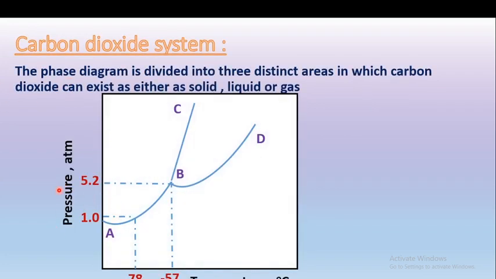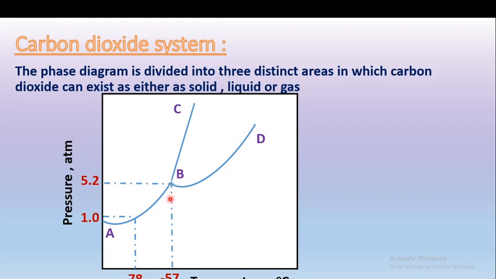When we plot the graph of pressure versus temperature, there are three phases of carbon dioxide. Here in region A, B and C, solid carbon dioxide exists. In region C, B, D, liquid carbon dioxide exists. And below the ABD region, gas carbon dioxide can exist.